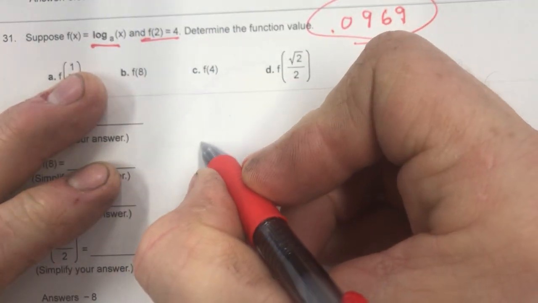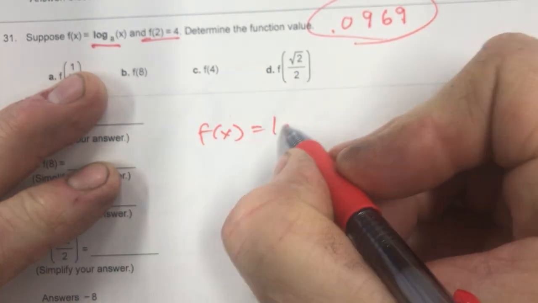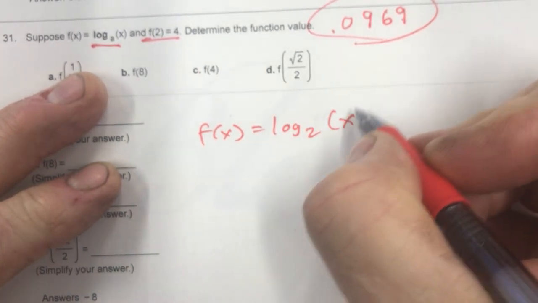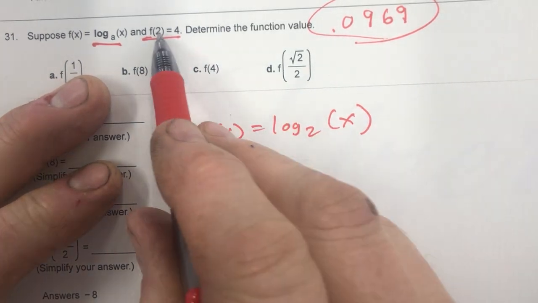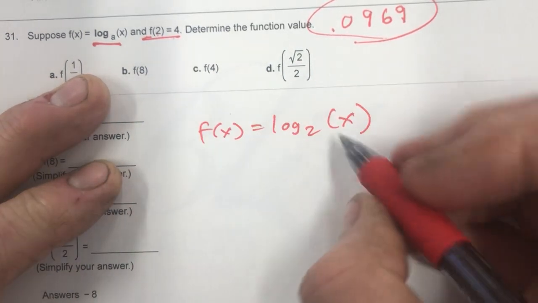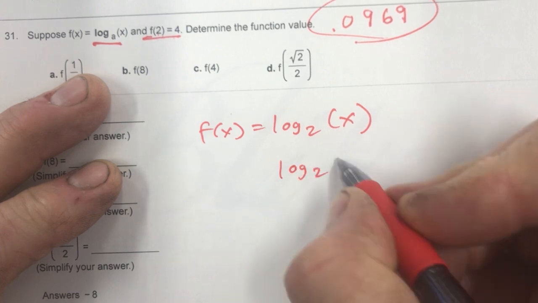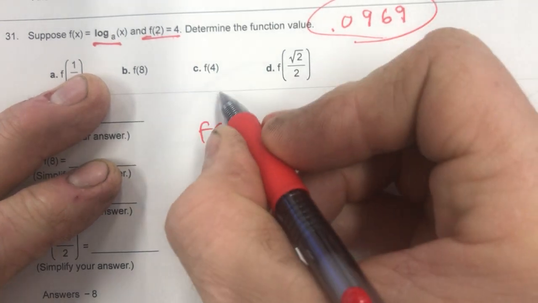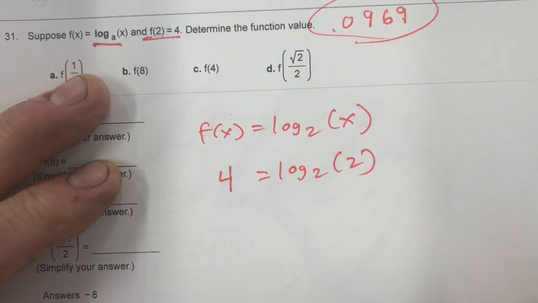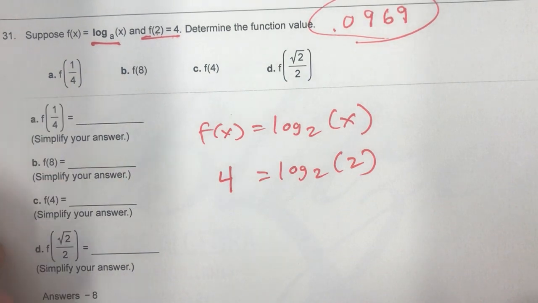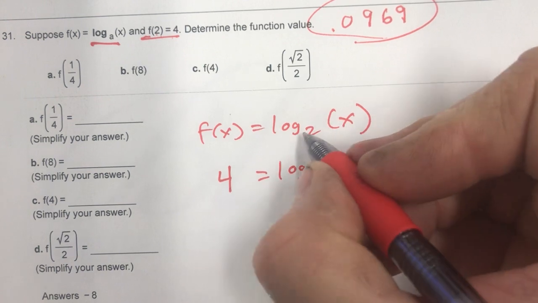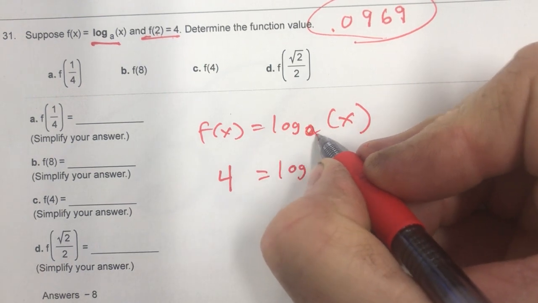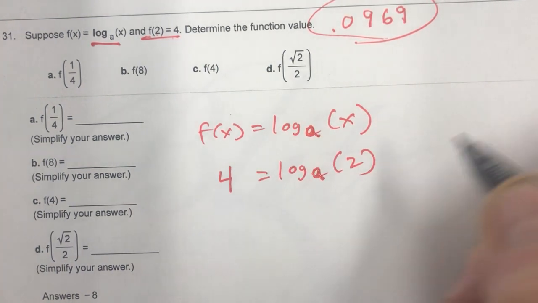All right, so what we're going to have to do here is we got f of x equals log base a of x. Now watch this one, okay? It says f of 2 is 4. That means x is 2. Tells me that the f of x is 4 over here. Okay, I'm sorry, this was an a, not a 2. Sorry, made a mistake there.